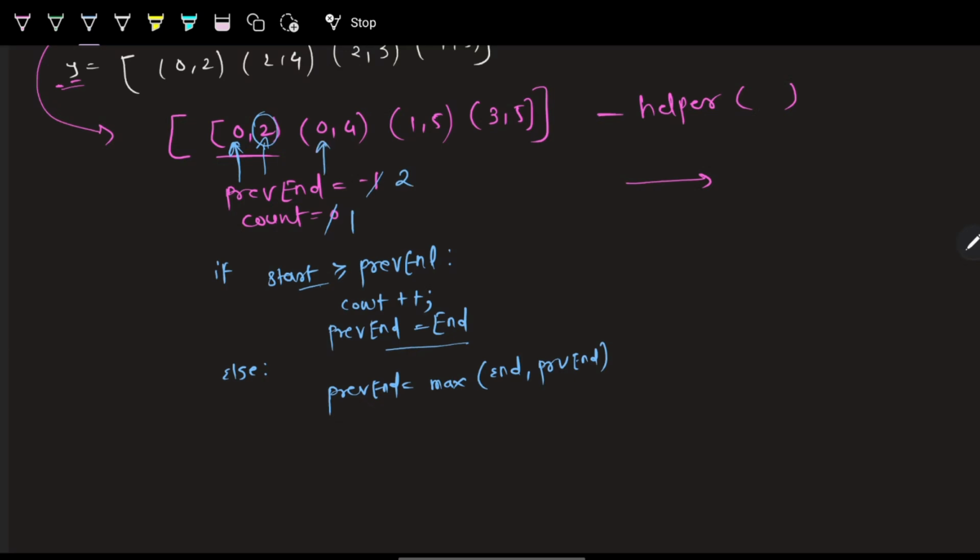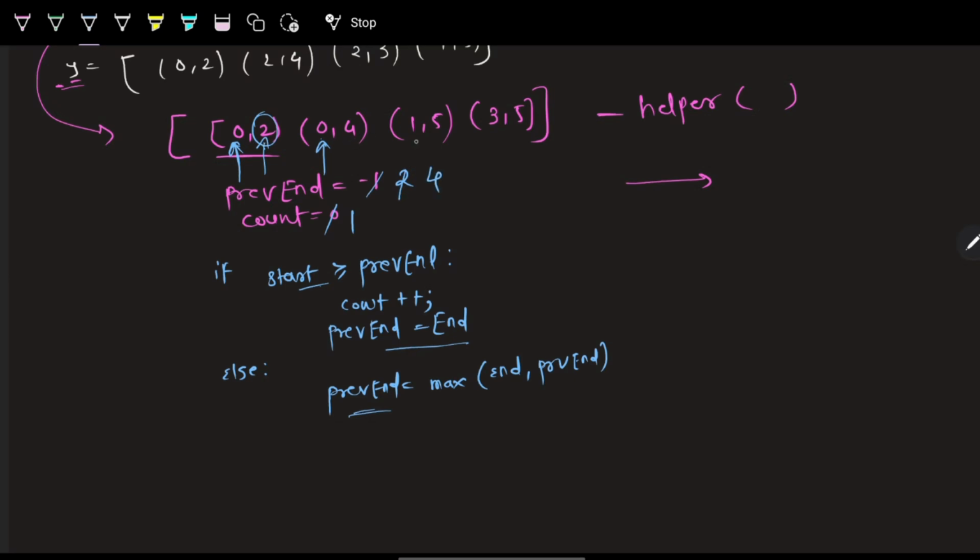Now I am here. I will check: is my start greater than or equal to the previous end? No, it is 0 and the previous end is 2. No, so I will just update my previous end. Previous end will be the max of end and previous end. So this is 2, this is 4. So I will update my previous end to 4.